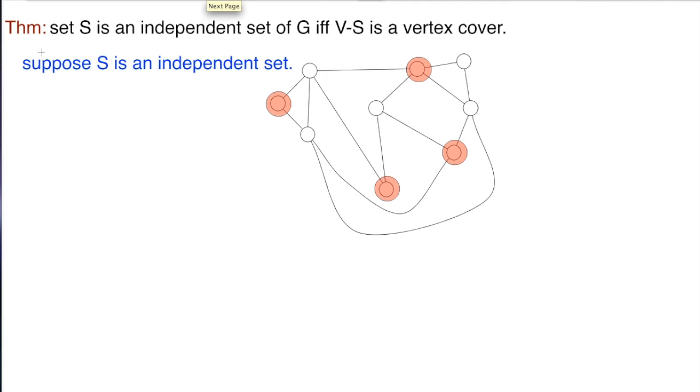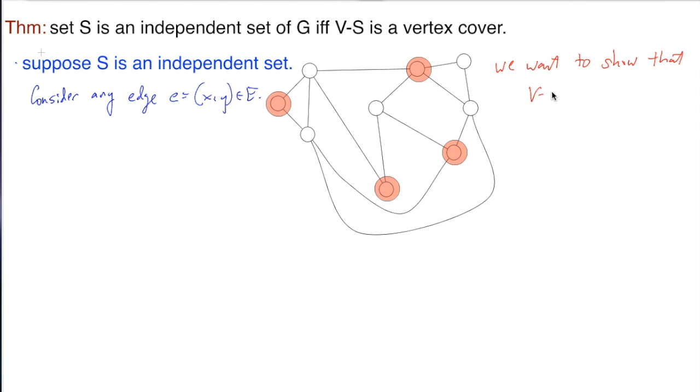Suppose S is an independent set. Consider any edge, which is x comma y, in E. We want to show that V minus S is a vertex cover. So how do we show a vertex cover? We have to say that for every edge in the graph, one of these two nodes has to be in V minus S. So consider any edge, x comma y.